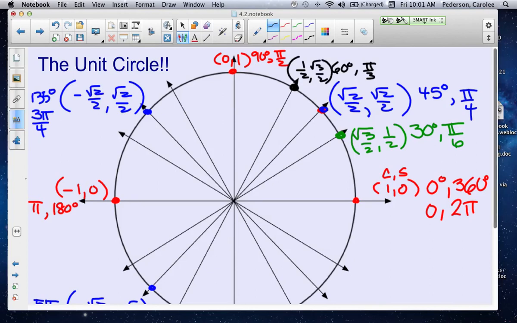What I'm going to have you do over the weekend is complete the rest of that chart. I don't want you to do it now, because we're going to move on to the rest of the lesson. You can check your answers on the last page of your textbook. Once you complete it, try doing it on your own. Fill in all the rest of the angles in degree measure and radian measure. You have the ordered pairs already.